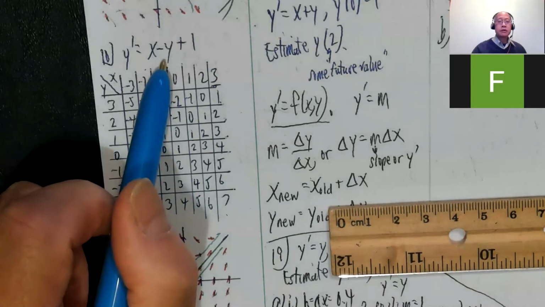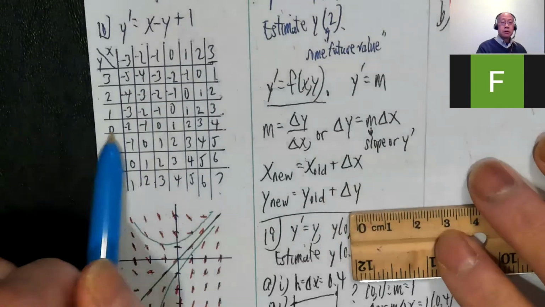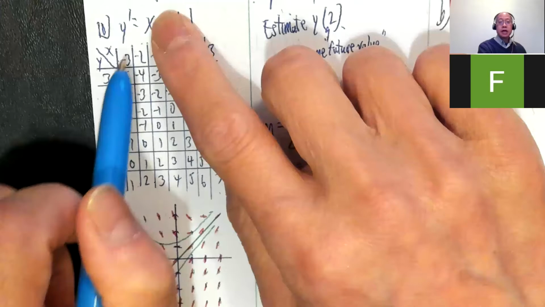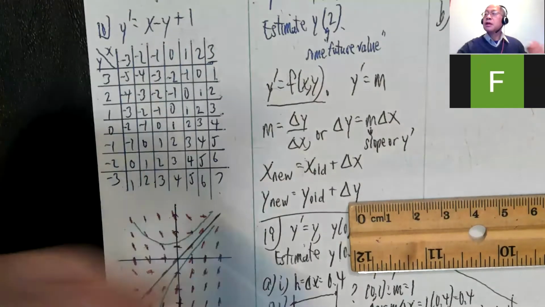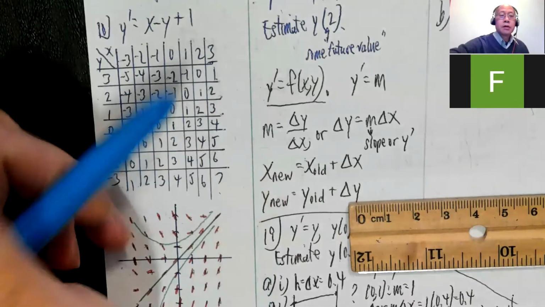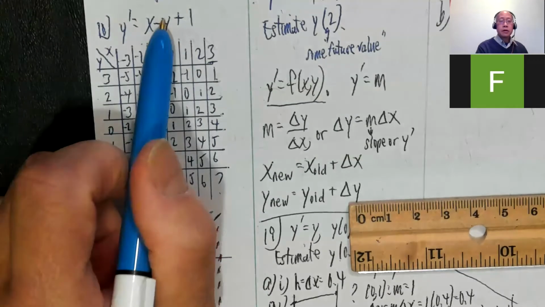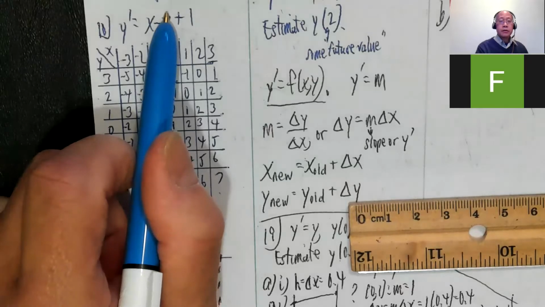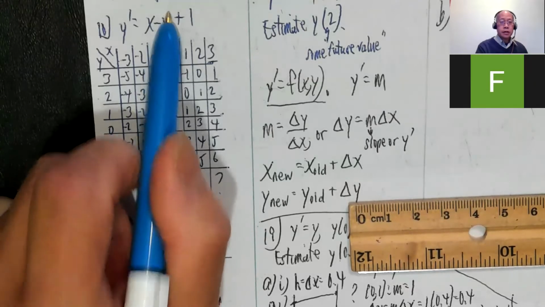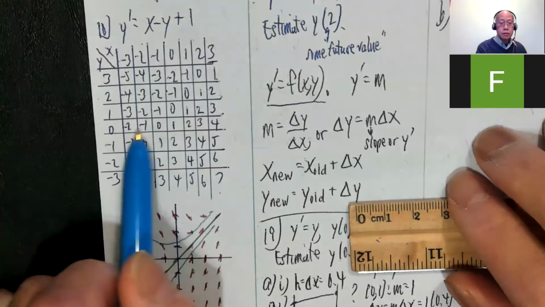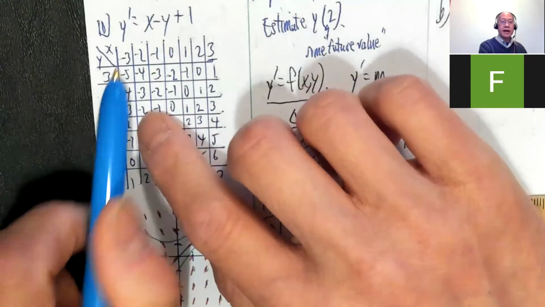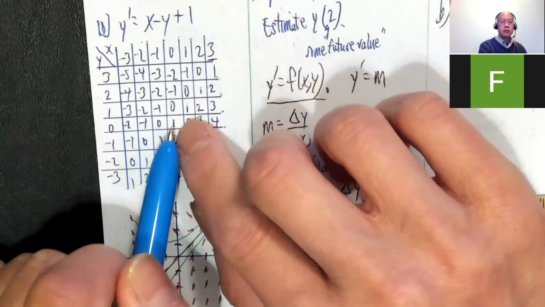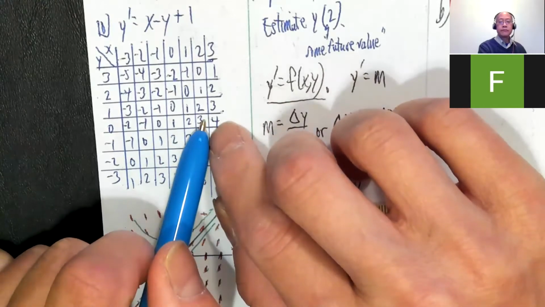So if we have y equals 0, 0 is an integer, then I just have x plus 1. So y equals 0, then y prime is x plus 1. Here's y equals 0. I'm just going to go x plus 1. So add 1 to x: -2, -1, 0, 1, 2, 3, 4.